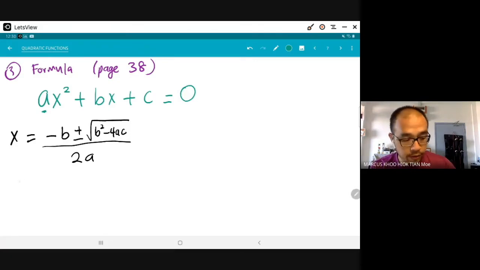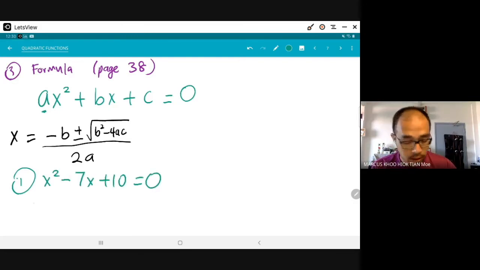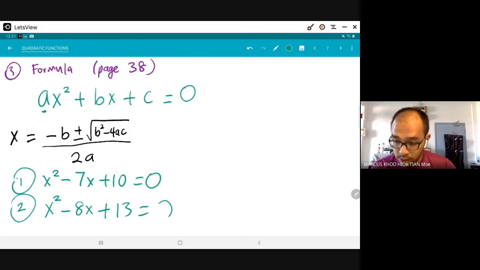Okay, the first one, x squared minus 7x plus 10 equals to 0. The second one is x squared minus 8x plus 13 equals to 0.